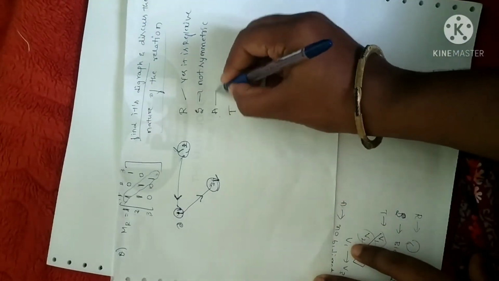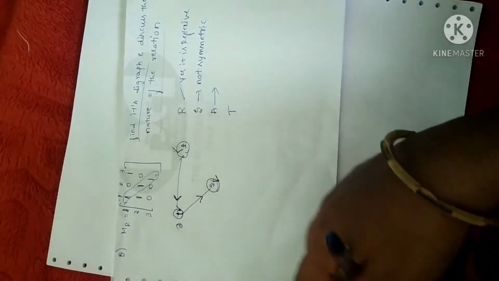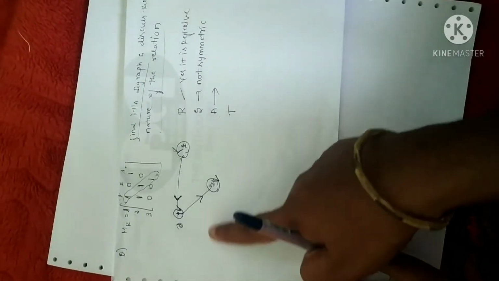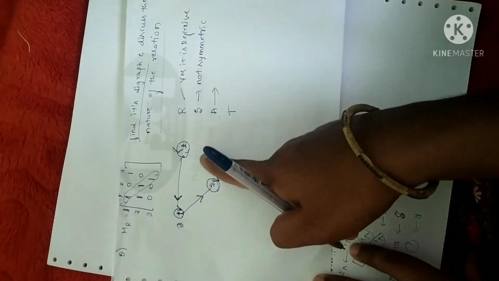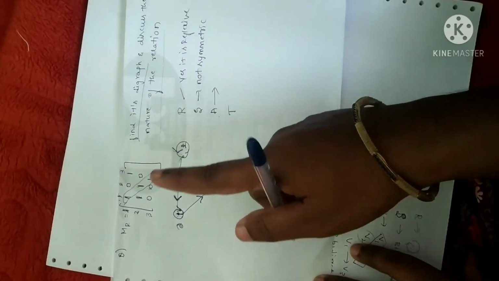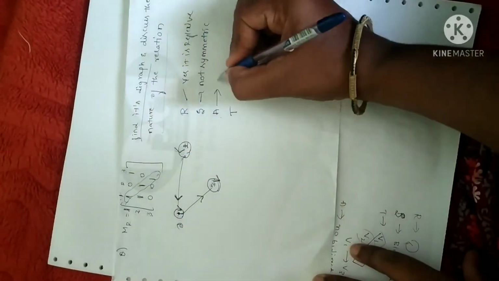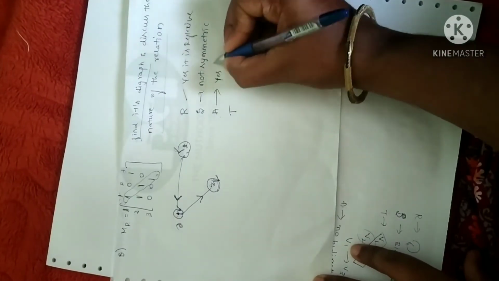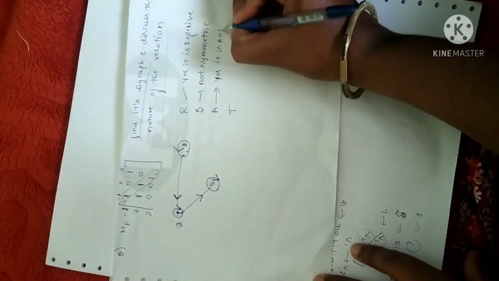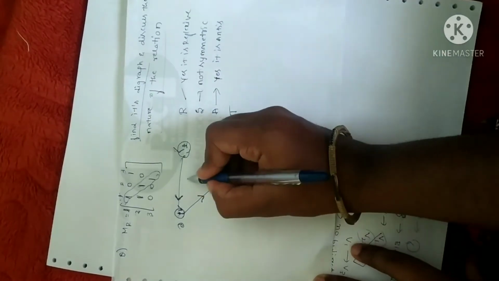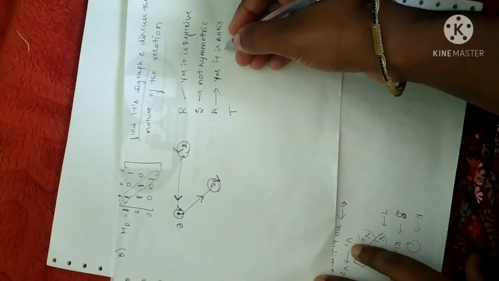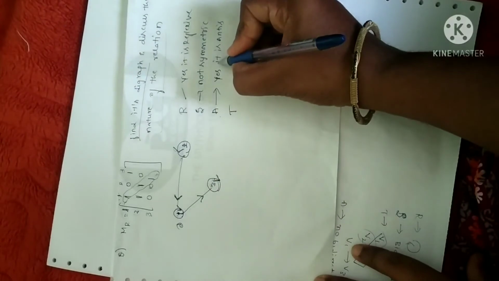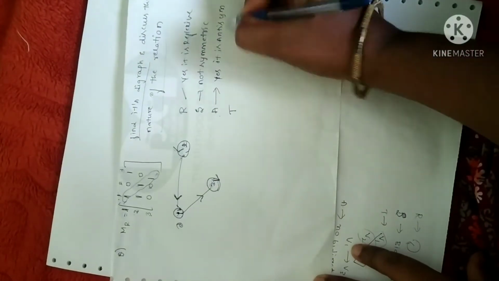Now talk about the antisymmetric. Just now I have told you, if there is no bidirectional edge, at least one pair should not exist. So if there is no bidirectional edge at all, then it will be antisymmetric. So yes, it is antisymmetric. Suppose there exists one bidirectional edge, then it will not become antisymmetric. Since there is no bidirectional edge, it is antisymmetric.